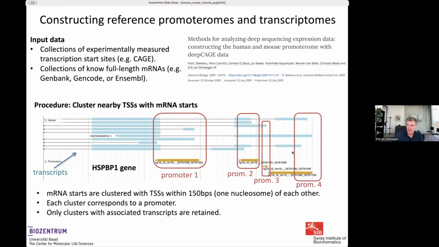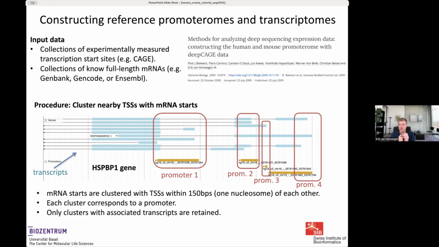Okay. And basically what we do is we take all these known transcription start sites, and transcription start sites that are within 150 base pairs of each other, which is basically the amount of DNA covered by a single nucleosome, are clustered together and are called the same promoter. Okay, so why did we choose this cutoff on the clustering?